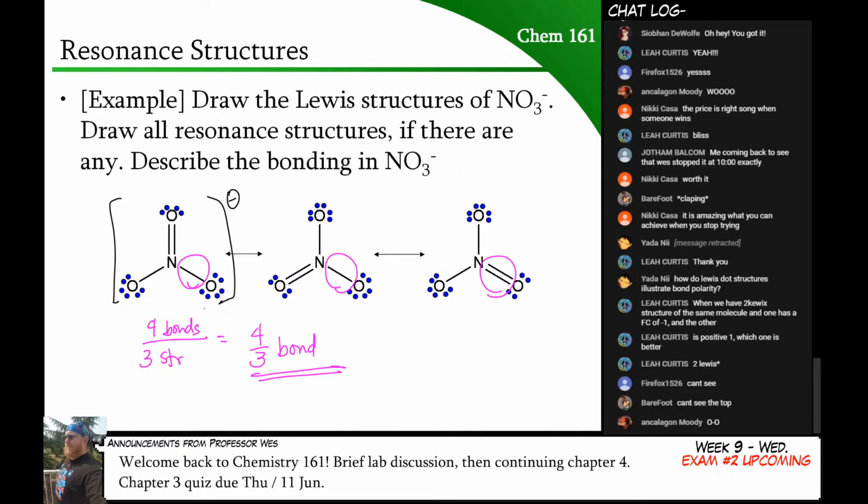All right. So that's how we use resonance structures to describe bonding. And remember, if you can move electrons around and get equivalent structures, those are resonance structures.